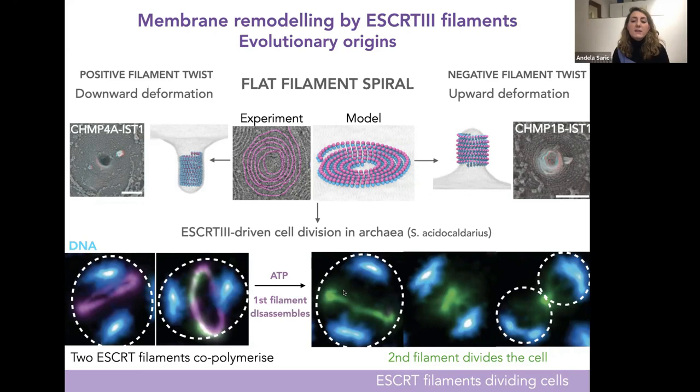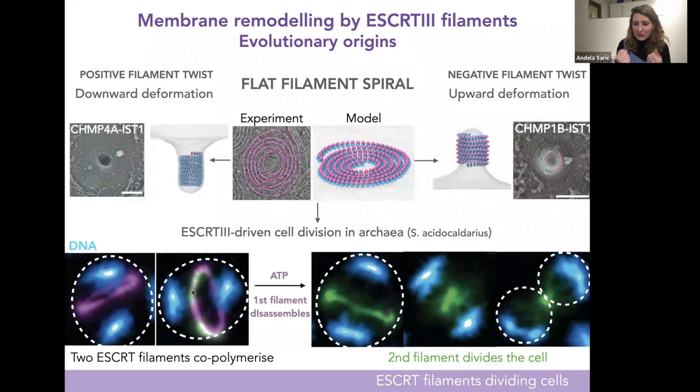So in our mind, the first filament wants to polymerize in a curvature that matches the cell curvature, but then the one that polymerizes on top of it really wants to have smaller radius of curvature, but cannot if it's bound to the first one.